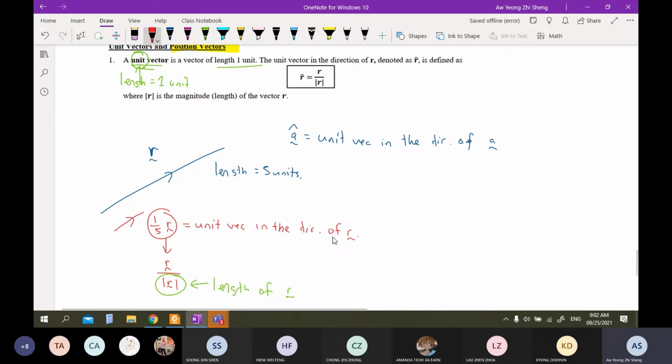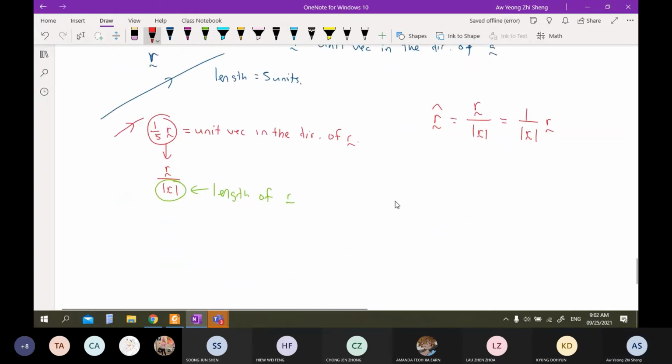A unit vector in the direction of r has a notation. If you write r with a hat on top, it means the unit vector in the direction of r, which is equal to r divided by its own length. Some people prefer to write it as 1 over the length of r times r. It means the same thing.